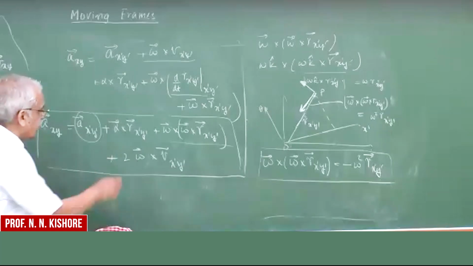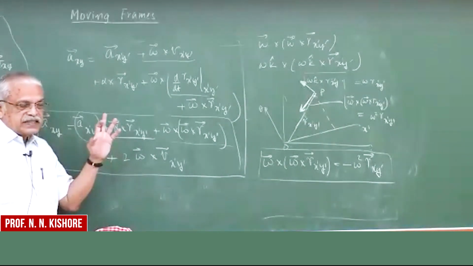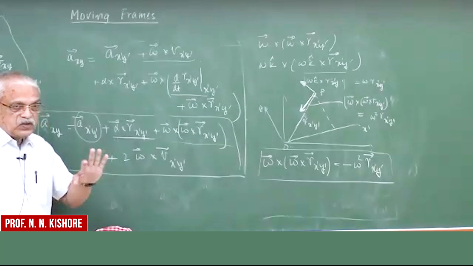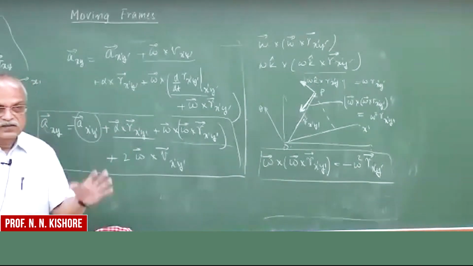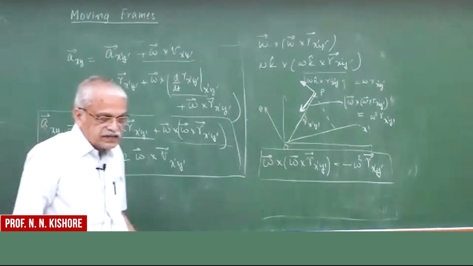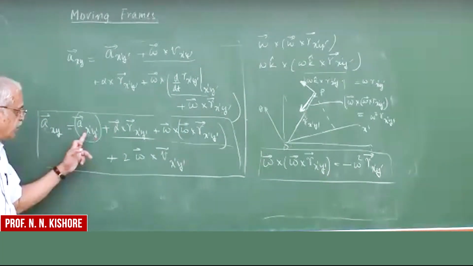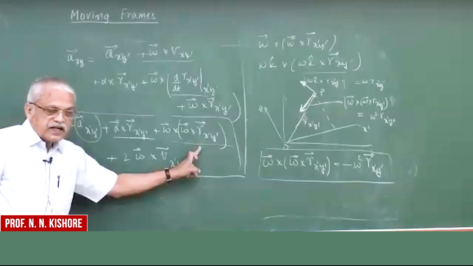What else is this? Can you tell me what this is? Alpha cross r x prime y prime. Why is this necessary? This is also because this observer doesn't know that he is rotating with an angular acceleration. If the frame itself has an angular acceleration of alpha, then we have alpha times r. Angular acceleration multiplied by the radial distance is nothing but the tangential acceleration, right? So this is the tangential acceleration component which he has missed, and this is the centripetal acceleration which is missing.